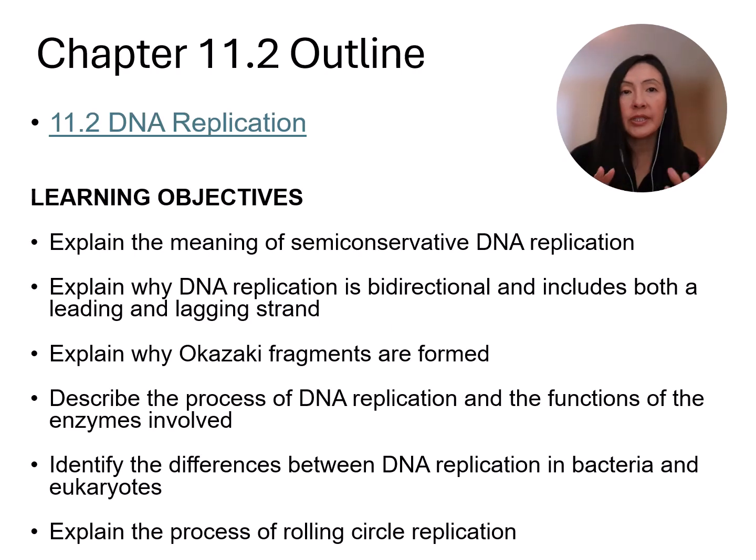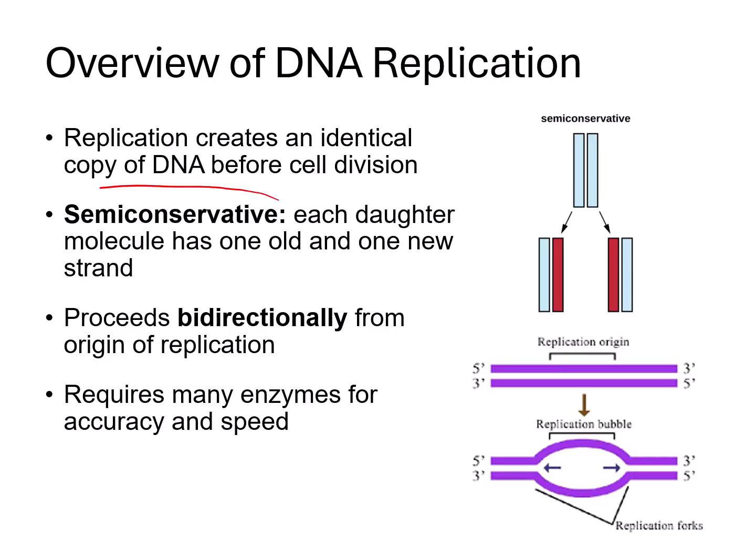Now let's move into section 11.2 on DNA replication. This is the process that allows cells to copy their genetic material before cell division occurs. And replication must be accurate and fast to preserve the genome across generations. DNA replication is semi-conservative. That means each daughter molecule will keep one old strand and one new strand of DNA.